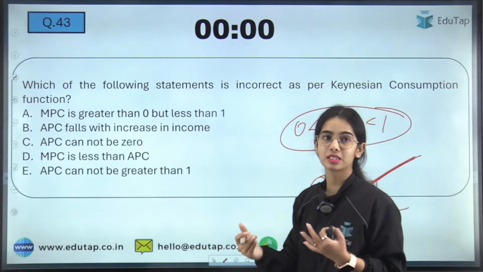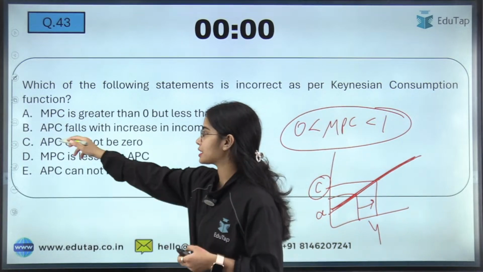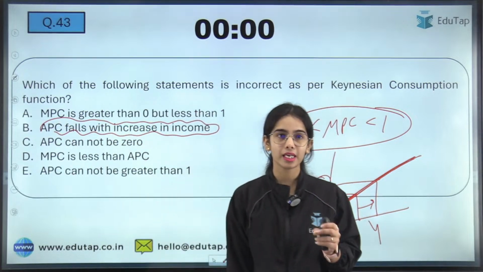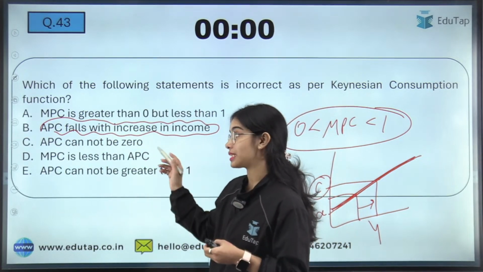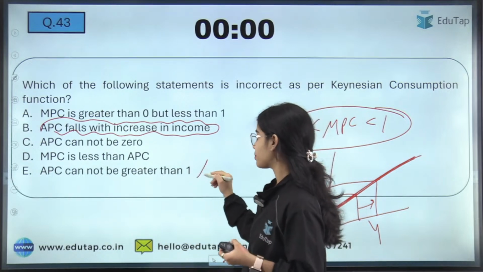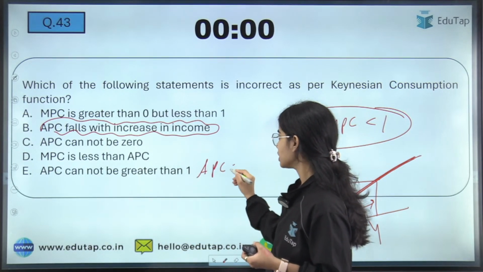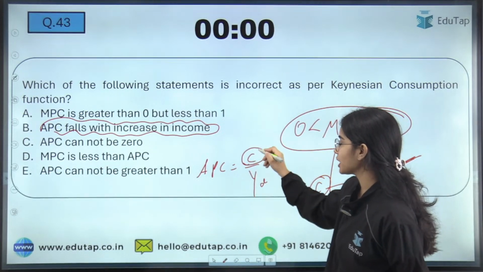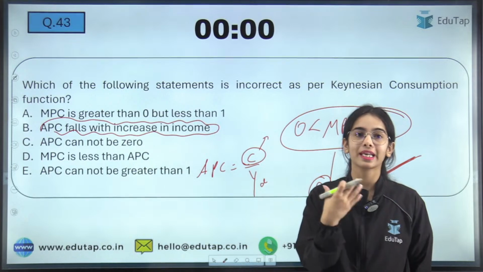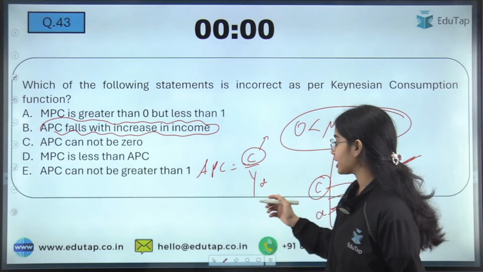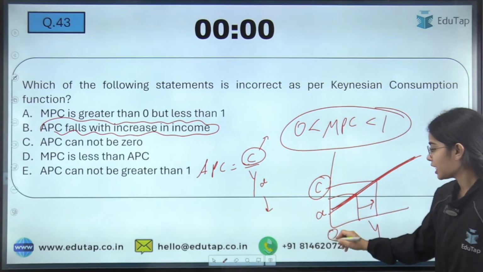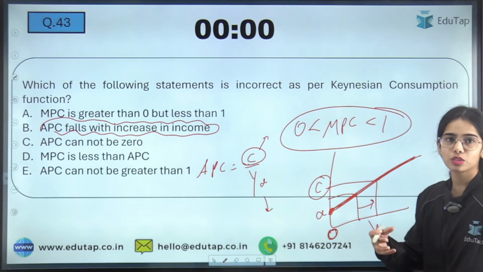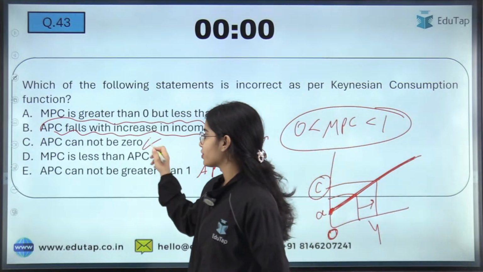APC falls when the income increases. So yes, as per Keynes, your average propensity to consume is falling as the income is increasing. APC cannot be 0. Yes, APC can never be 0 because APC is equal to consumption divided by disposable income, and the total consumption can never be 0. Even with a zero level of income, there is some autonomous consumption. So consumption is always positive. It can never be 0.